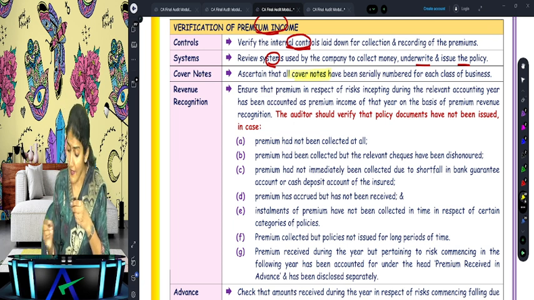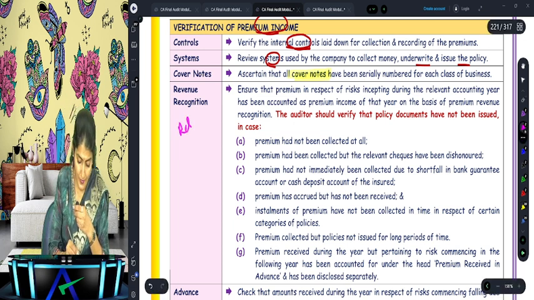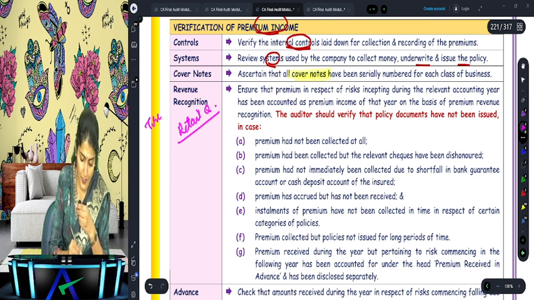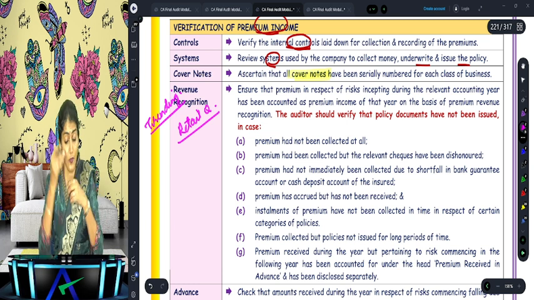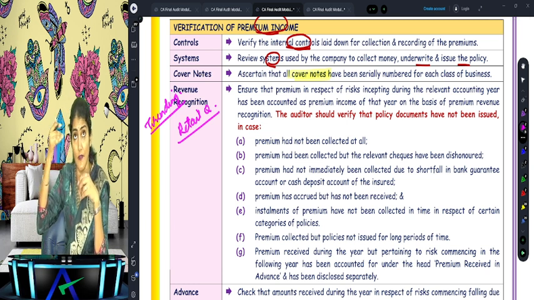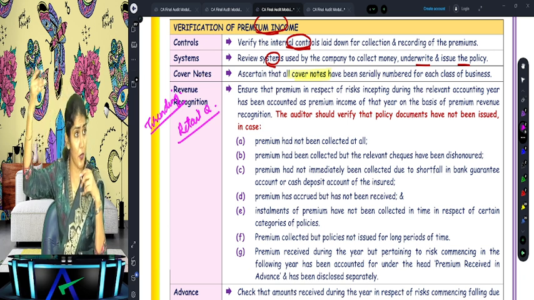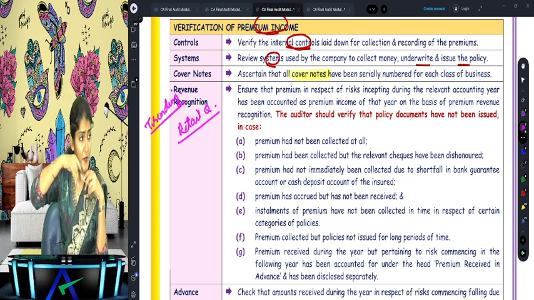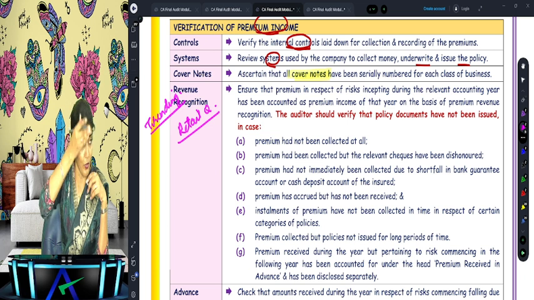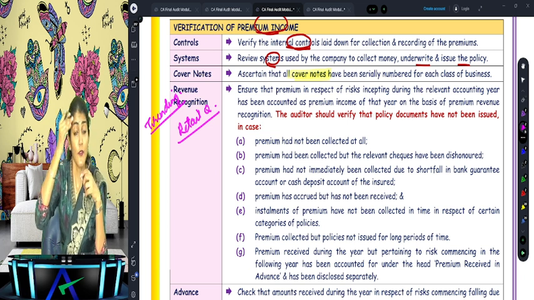Okay, right? Then again, we have a question over here. Recently this question has been asked in your exam, so again, we can mark it as trending. Revenue recognition: one we already studied, no risk assumption without premium. Unless and until the premium is received, do we assume the risk? No, we do not assume the risk.